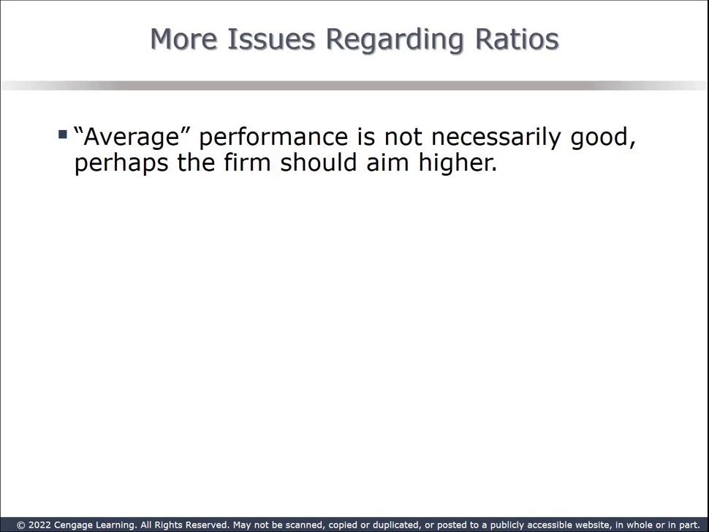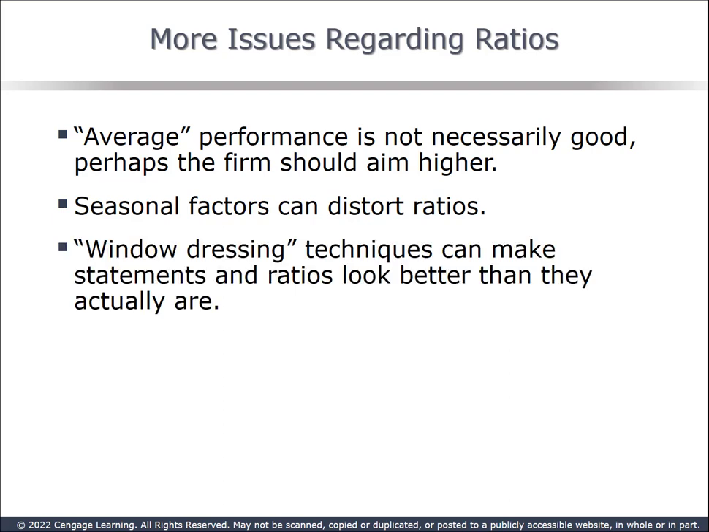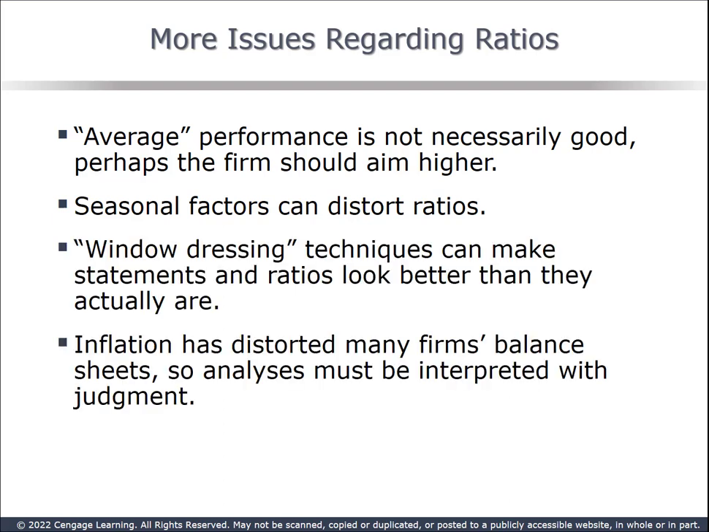As we mentioned, industry averages are just that, average, the C level. A firm should aspire to be better than average. Seasonal factors can affect ratios. There are whole books written on window dressing techniques. Inflation can distort numbers as well.